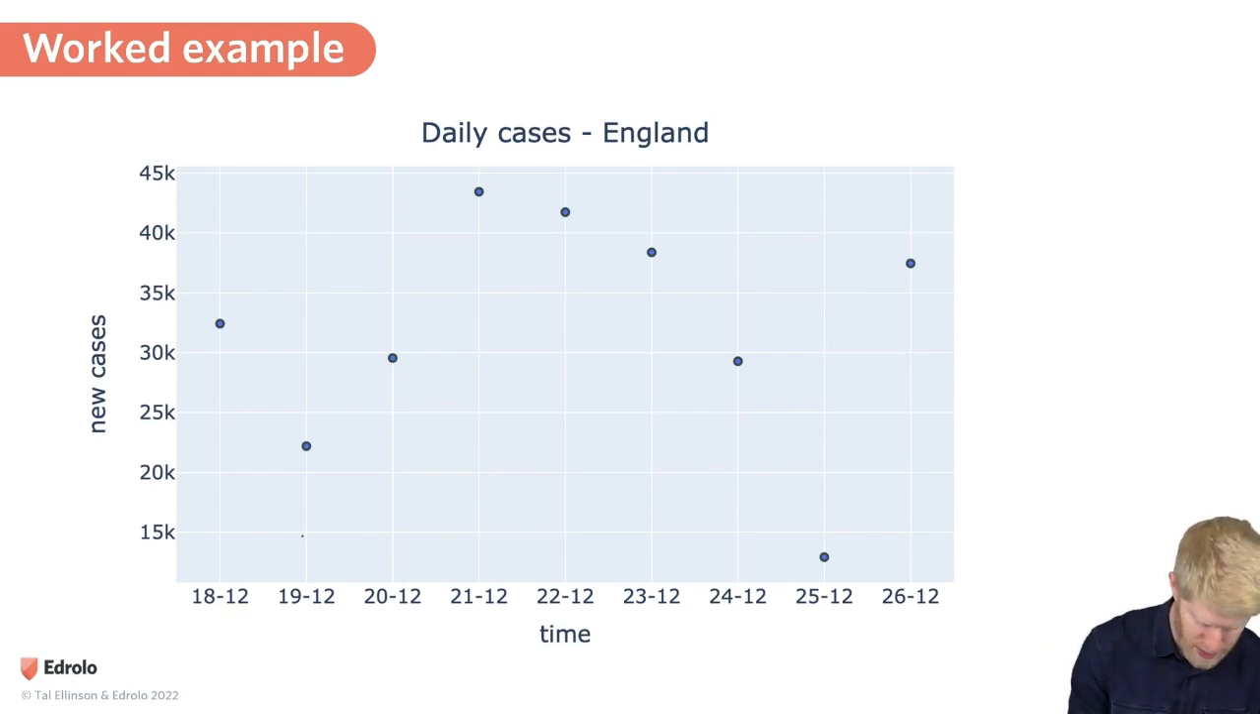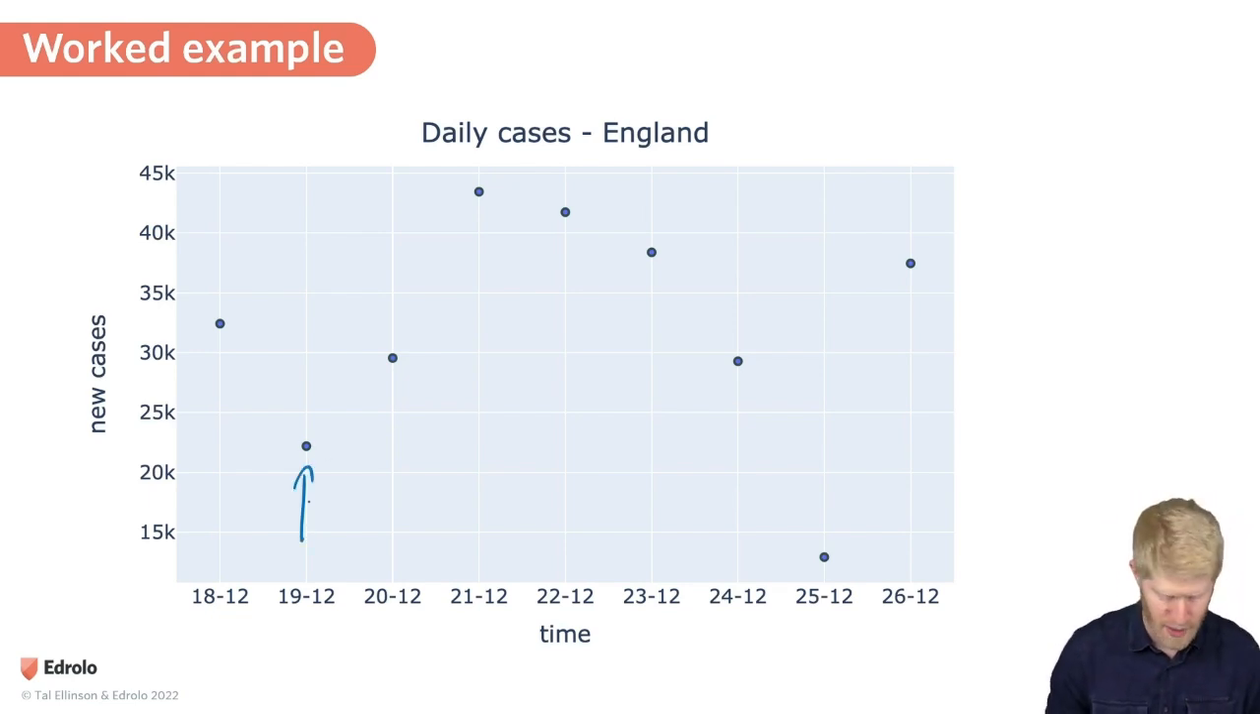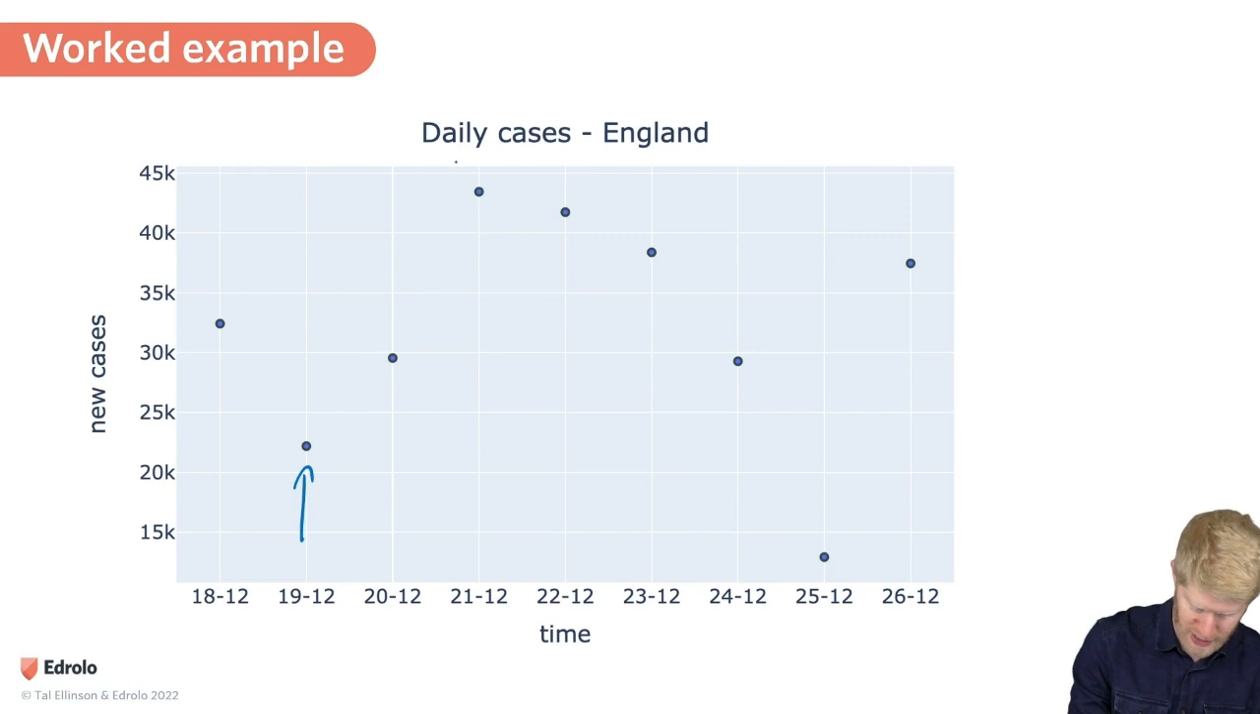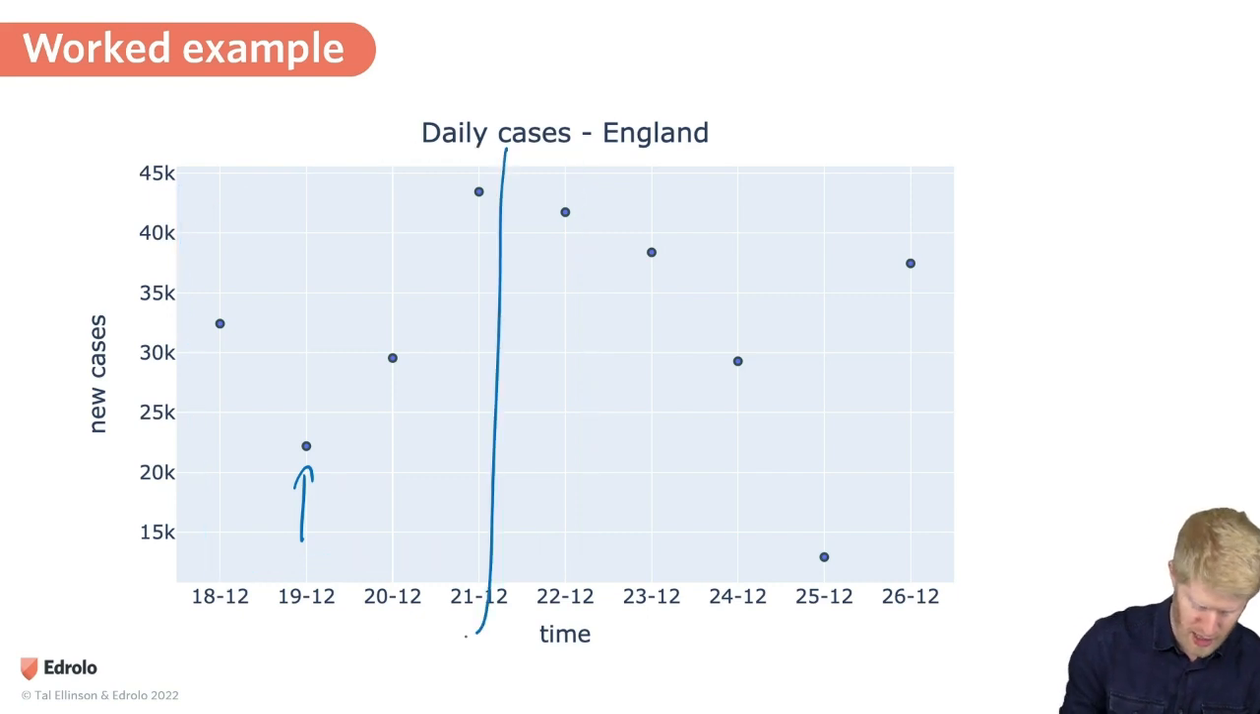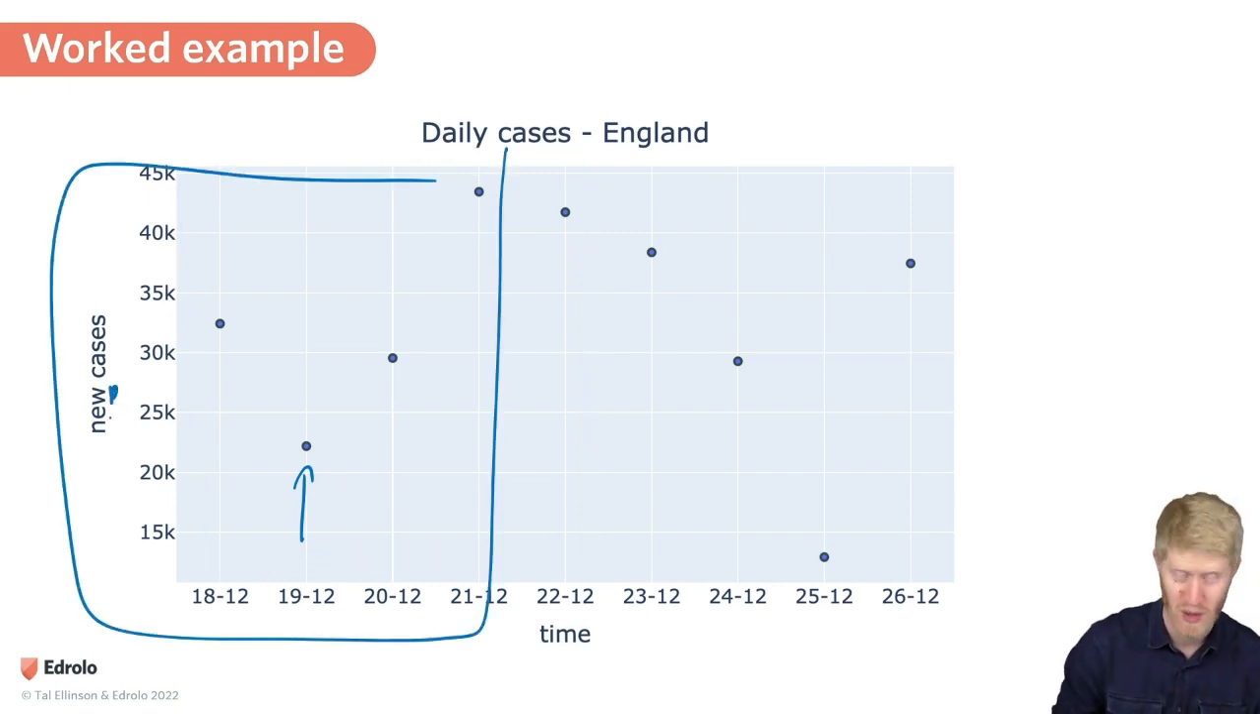So can I take a smooth value for the 19th of December? No, because I don't have 5 points surrounding it such that this is the middle point. So for example, I don't want to take these 5 points because it's not the middle one. I would need to take these 5 points. I would need another point over here which doesn't exist. So I can't take the smooth median value for my first 2 points.